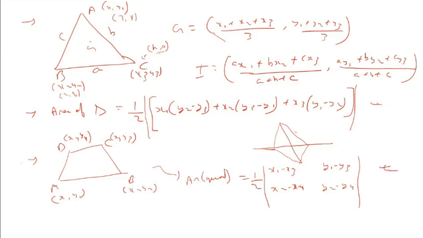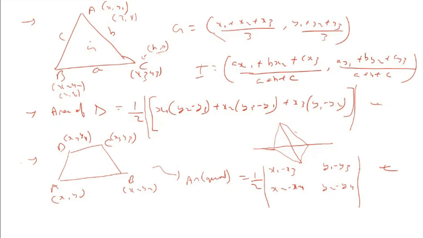This is it. Now, you know how to open a matrix, right? So this into this minus this into this. Just cross multiply and subtract. This is (x1 minus x3) into (y2 minus y4) minus (x2 minus x4) into (y1 minus y3). And take the half of that, you're done. So it's again not a complex formula as such.